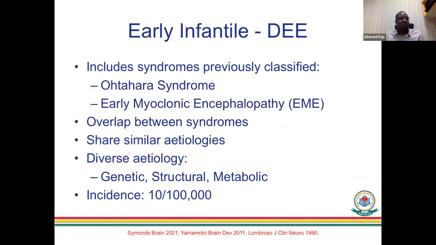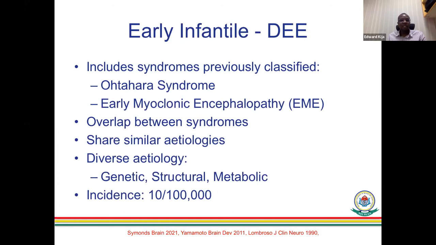So I will now give a brief overview of some of these developmental and epileptic encephalopathies, and I will begin with the early infantile DEE, which includes syndromes previously classified as early infantile epileptic encephalopathy, also known as Ohtahara syndrome, and early myoclonic encephalopathy syndrome. These syndromes overlap in their clinical presentations, and they share similar etiologies, which include genetic mutations, structural malformations, as well as metabolic abnormalities.